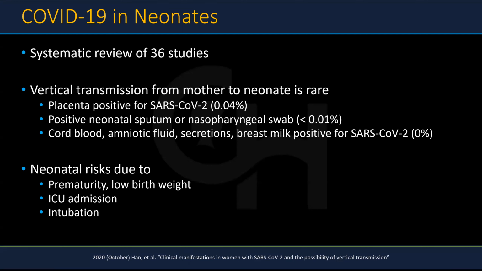So vertical transmission to neonates is exceedingly rare. Primarily, the risks to neonates are due to prematurity, due to mother's compromised health. And so low birth weight, ICU admission, and intubation are the most common challenges for neonates related to COVID-19.